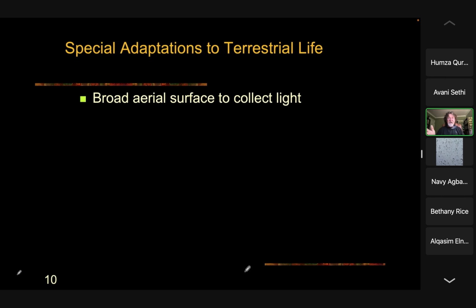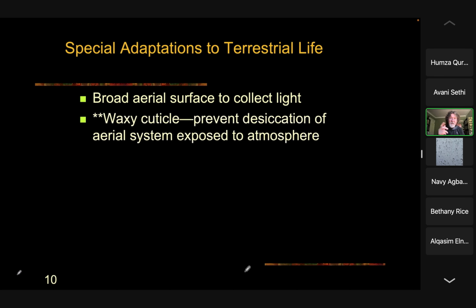Okay, so adaptations to terrestrial life. They have to have a broad surface to collect the light as an energy source. And therefore, one of the problems here, being in a desiccating environment, as the air happens to be, is they could lose a lot of water through this unless they have evolved something to prevent or slow down water loss. And so an apomorphy for the terrestrial plants is that their epidermis secretes and produces a waxy cuticle. So this is a layer of wax that coats all the aerial parts of the plant that are exposed to the atmosphere, cutting down on water loss.